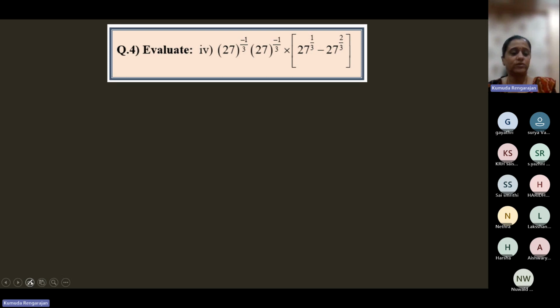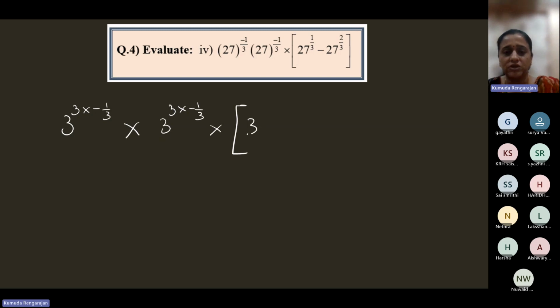Tell me for this one. 27 can be written as? Three cubed. Into minus 1 by 3. Into, again 3 cubed, into minus 1 by 3. Into square bracket, 3 cubed into 1 by 3 minus 3 cubed into 2 by 3.